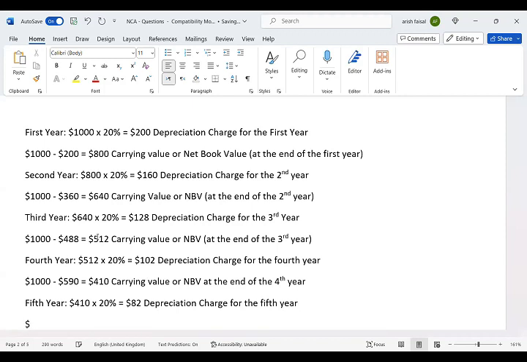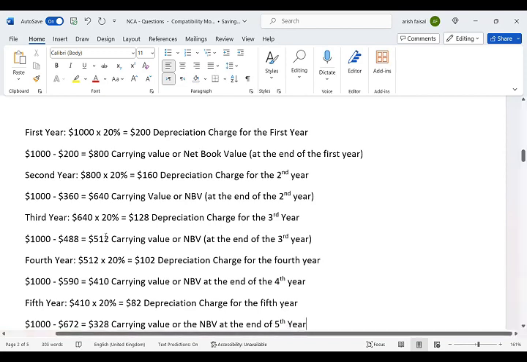So now by the end of the fifth year, the cost of the asset was 1,000. We have collectively charged a depreciation of 672, and the carrying value of this asset will be 328 at the end of the fifth year, the carrying value, or the net book value.